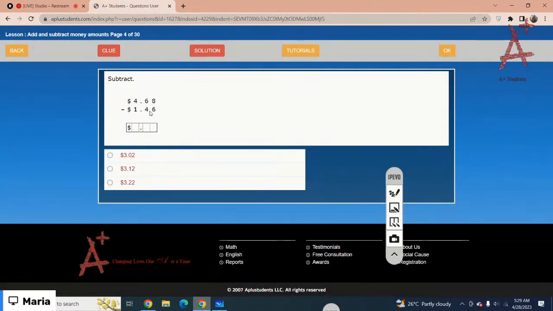Okay, the next one is again you have to subtract. Got it? So 8 minus 6 is 2. 6 minus 4 is 2, and 4 minus 1 is 3. So it would be $3.22. You simply have to subtract the amount.